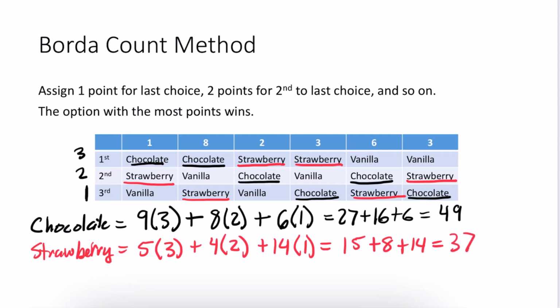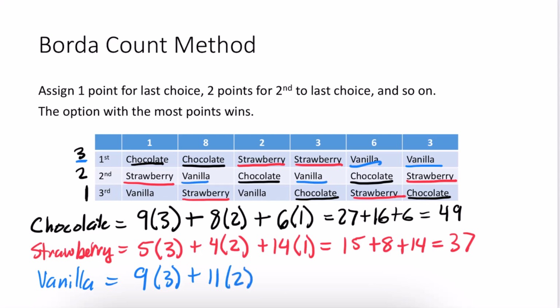And then I'll go through and do the same process for vanilla. So I'll say, okay, well, how many first choice votes are there? So I'll look at it, and there are 6 plus 3 first choice votes for vanilla. So I'm going to take those 9 first choice votes and multiply by 3 because the first choice votes get 3 points each. Then for second choice votes, I have 8 plus 3, which is 11 second choice votes, which each get 2 points. And then for last choice votes, I have 1 plus 2, which is 3. And each of those 3 votes get 1 point each.